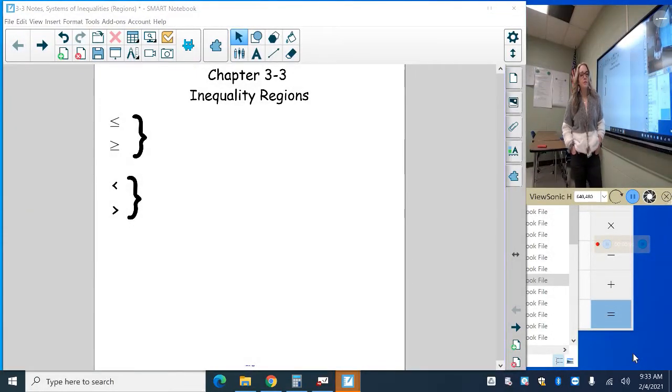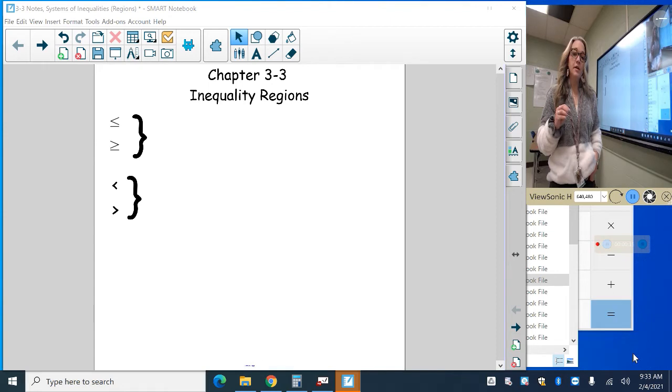Chapter 3, Section 3, we're talking about inequality regions. Now, if you remember what we just did in 2.7 and 2.8 where we graphed inequalities, Chapter 3, Section 3 is graphing multiple inequalities on the same line and finding out where they overlap. And that's all it means, okay?